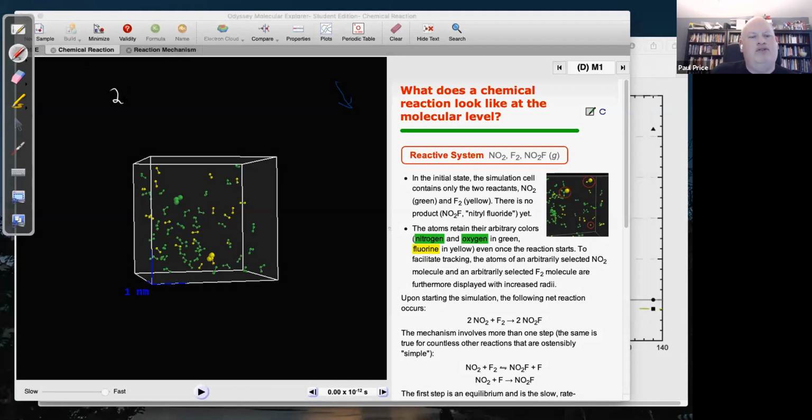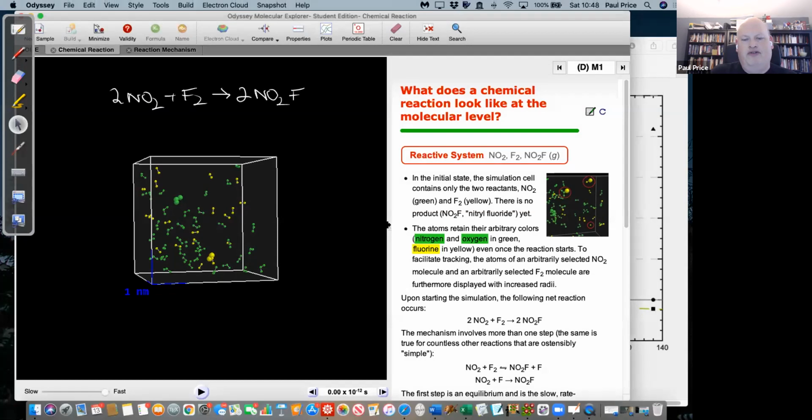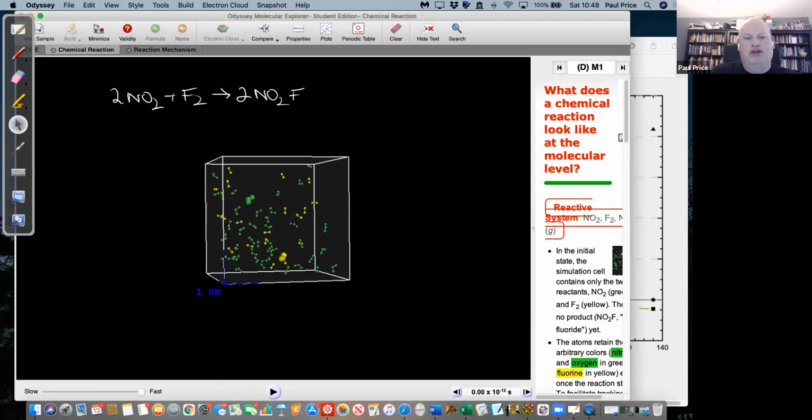It's 2NO2 plus F2 goes to 2NO2F. This is the chemical reaction we're going to look at. And so I'm going to zoom in on this reaction. I want to show you who the players are in the reaction, for 2NO2 plus F2 goes to 2NO2F.